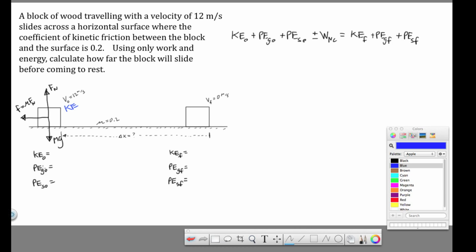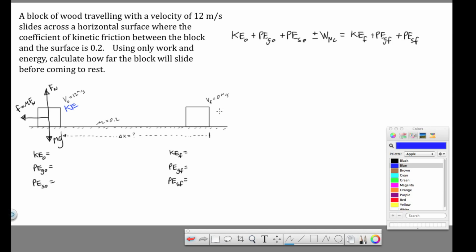The only time potential energy of gravity becomes a part of the problem is if there's some sort of vertical height that's involved. And in this problem, the entire situation is on a level surface. So there's no change of potential energy of gravity. The entire problem takes place on the 0 point.